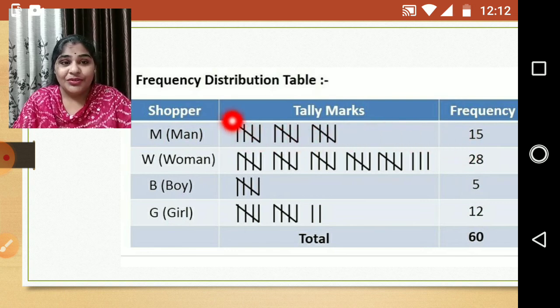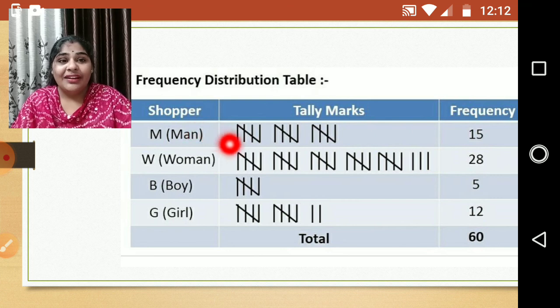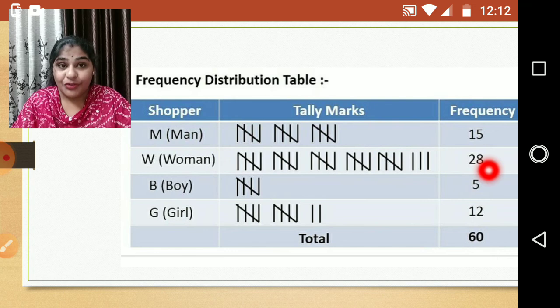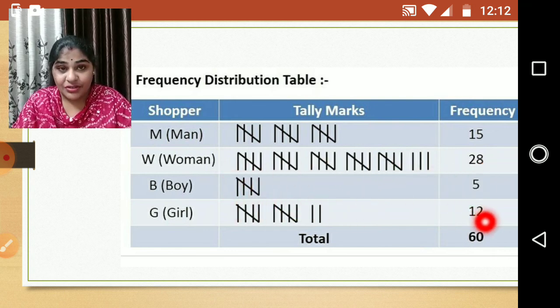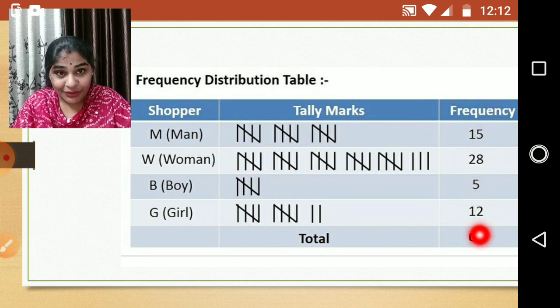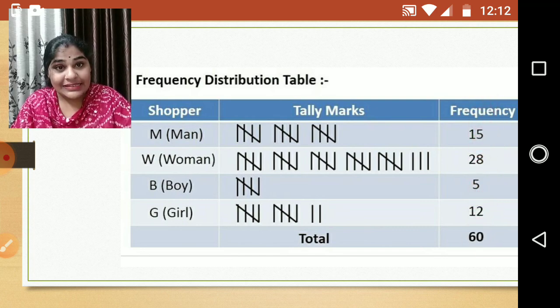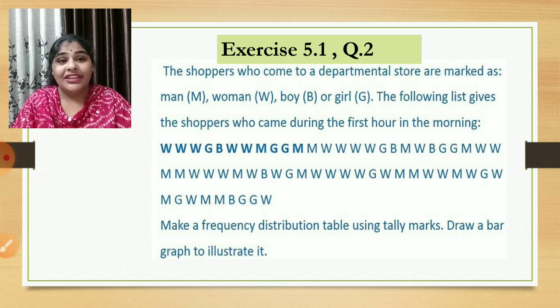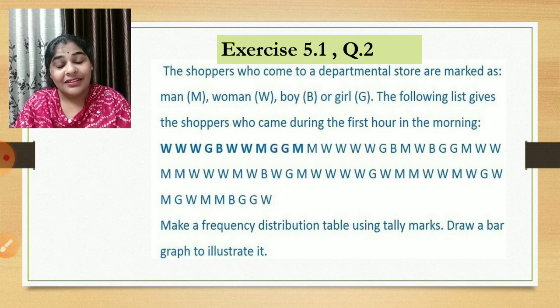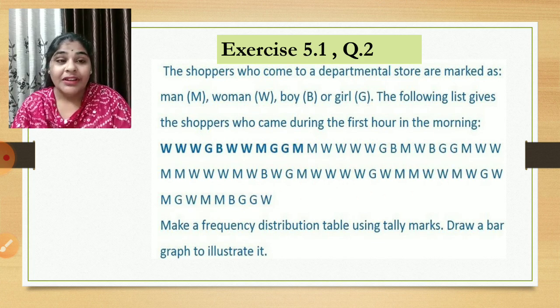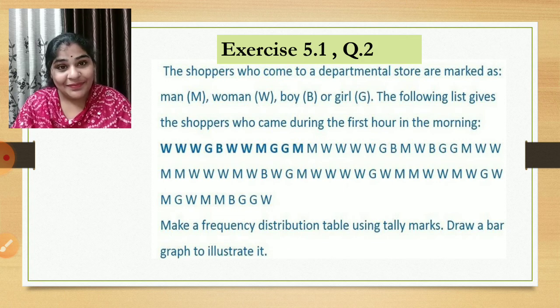Now this shows 5 plus 5 plus 5, that is 15. Now women are 5 plus 5 plus 5 plus 5 plus 5 and 3, that is 28. And here 5, and here it is 12. And if we do the total of this frequency, it is 60, which should be equal to the number given here. This all should be 60. So that is how you can check whether you have tallied everything.